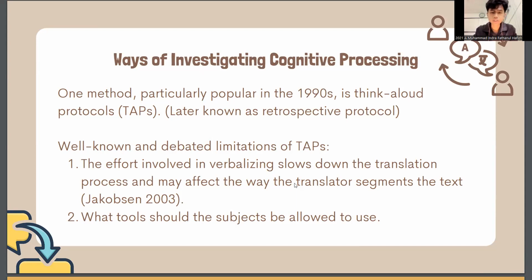But of course, just because TAPs is popular doesn't mean that it doesn't come with its limitations. The first limitation is that TAPs actually slows down the translation process, because obviously not everything can be verbalized when we are translating; it would be a mouthful. And the second one is that what tools are allowed in this method is not specified, like can we use dictionaries, notes, or even the internet. And that's all for the limitations of TAPs, and that's it for my part.